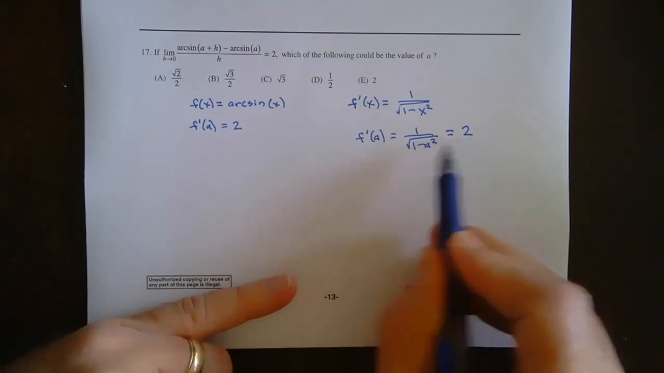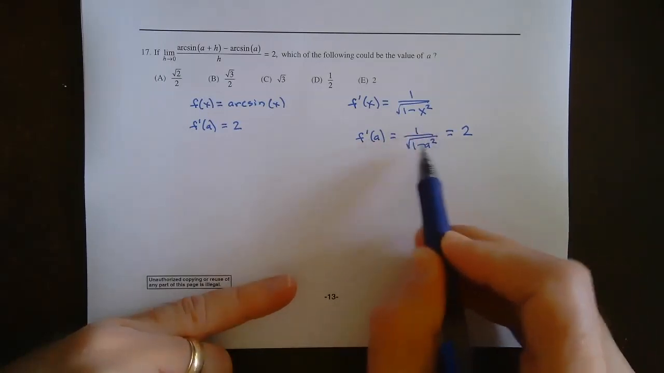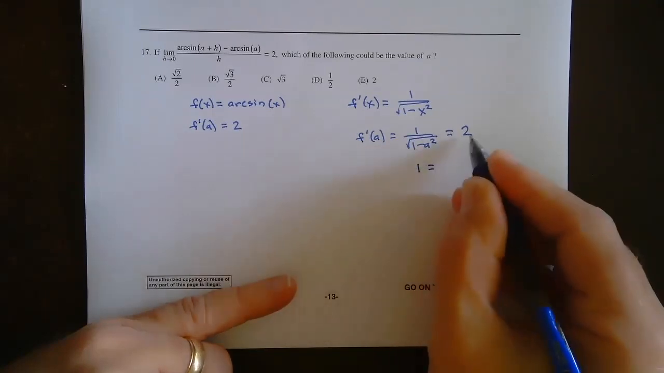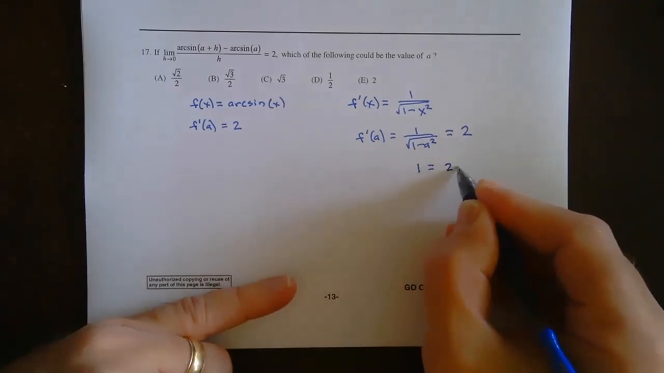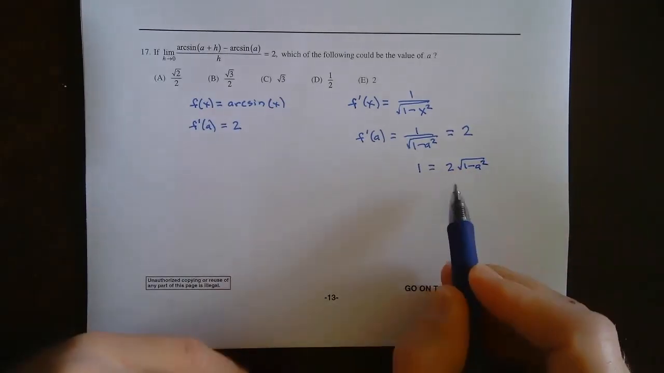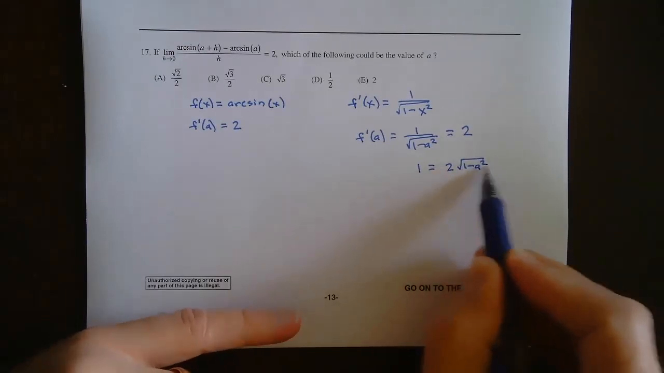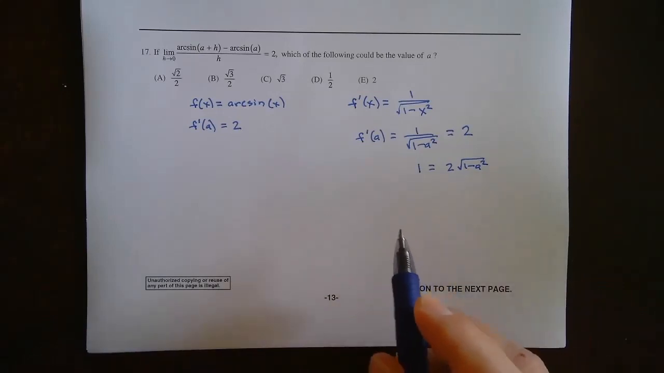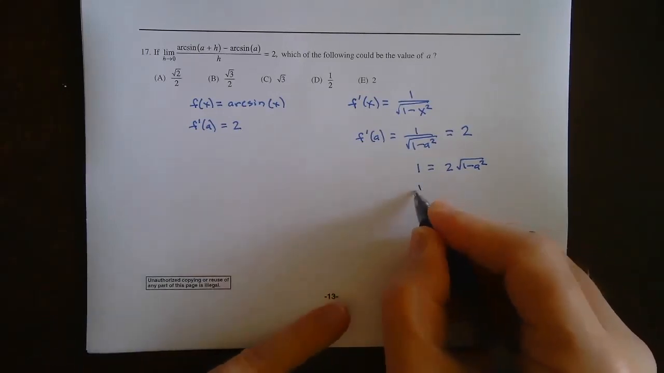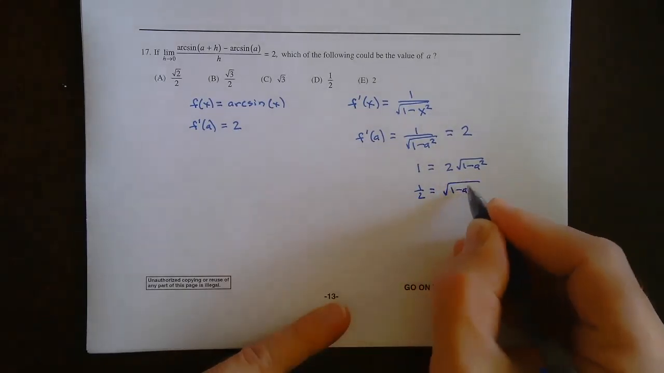So I'm going to multiply both sides by the square root of 1 minus a squared. That would give me 1 on the left-hand side, and on the right-hand side, it would give me 2 times the square root of 1 minus a squared. The next thing I'm going to do is divide both sides by 2, because I'm going to get to the square root and then undo the square root to get to the 1 minus a squared. So this would be 1/2 is equal to the square root of 1 minus a squared.